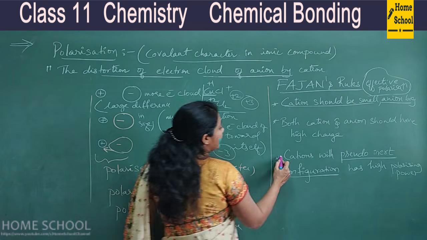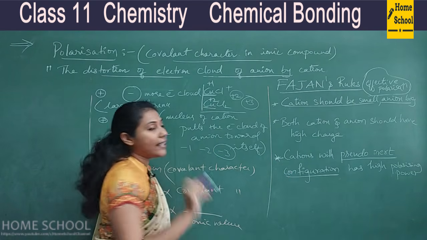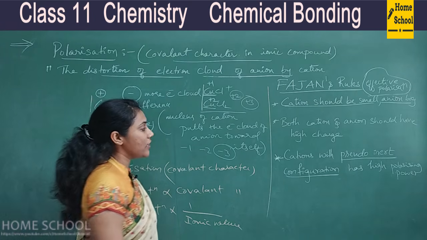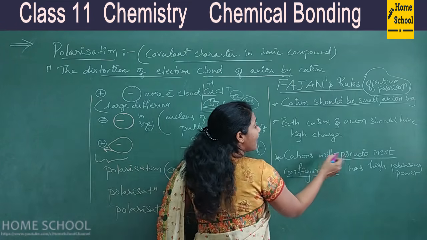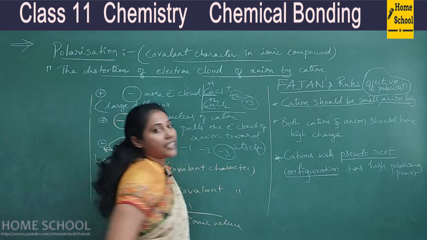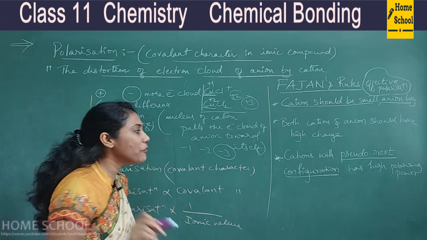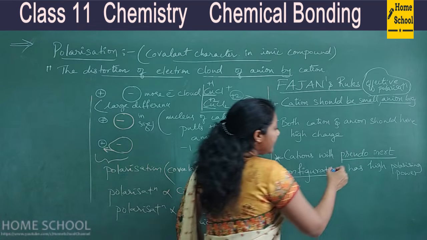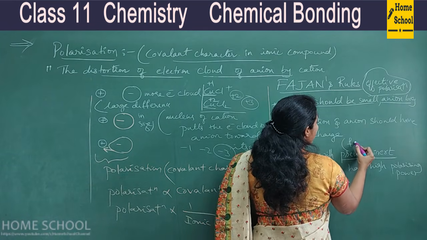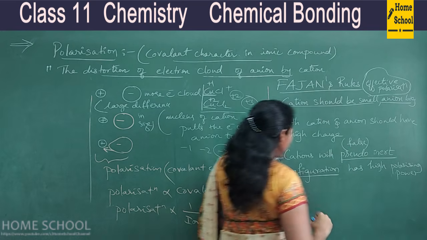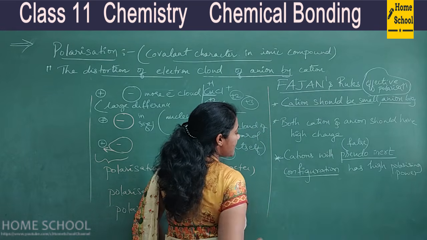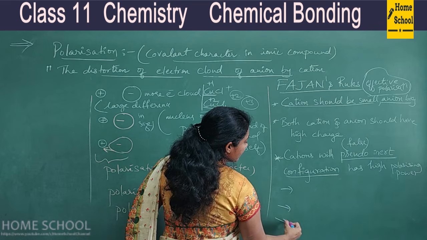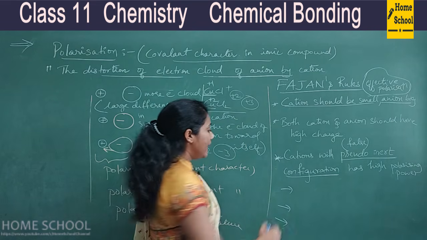Coming to the last point, this is very, very important to understand. You will observe better polarization when cations have pseudo-inert configuration. So what do you mean by the word pseudo-inert configuration? The meaning of the word pseudo is false, right? See, based on this point, I can divide cations into 3 categories actually.